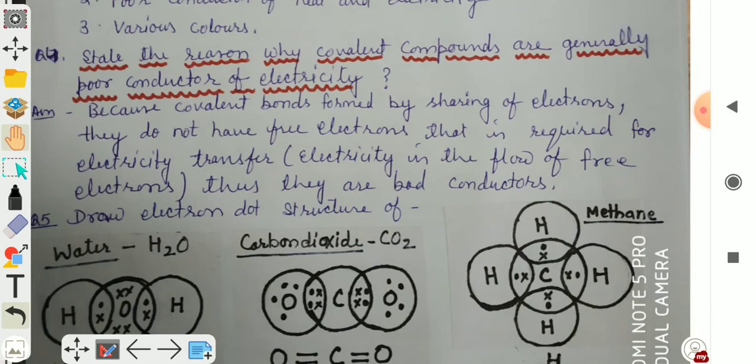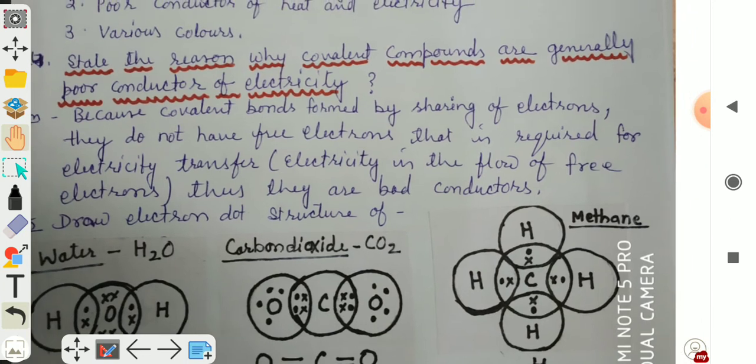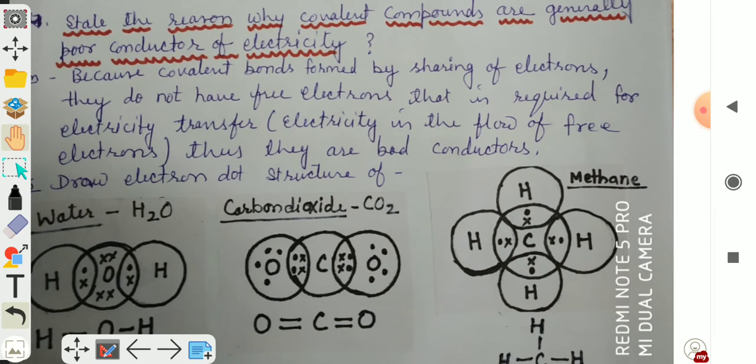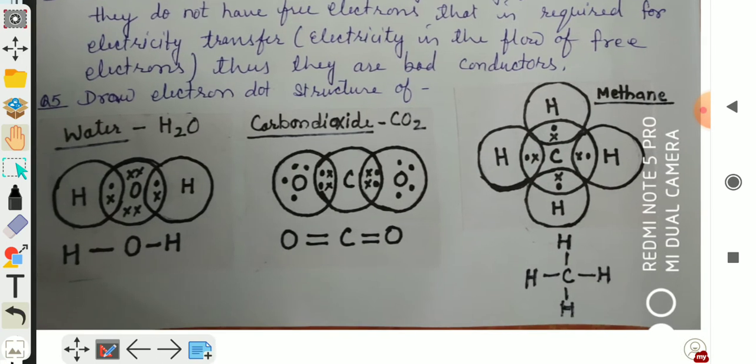Question number 4: state the reason why covalent compounds are generally poor conductors of electricity. Because covalent bonds are formed by sharing of electrons and they do not have any free electrons that are required for electricity transfer. Electricity is the flow of free electrons. Thus they are bad or poor conductors of electricity.